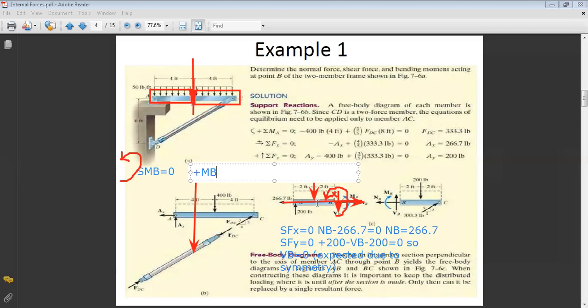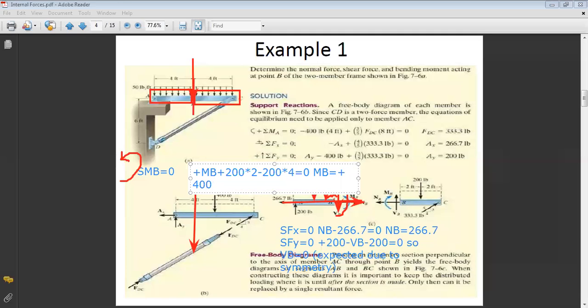Now, if you look at your figure, the 200 Newton force is also doing a counterclockwise moment about B. So it is plus 200 times the distance, which is 2. And you have AY, which is upward, producing a clockwise moment, which is negative. So minus 200 times 4 equals 0. So here you get that MB is equal to 400 plus 400.